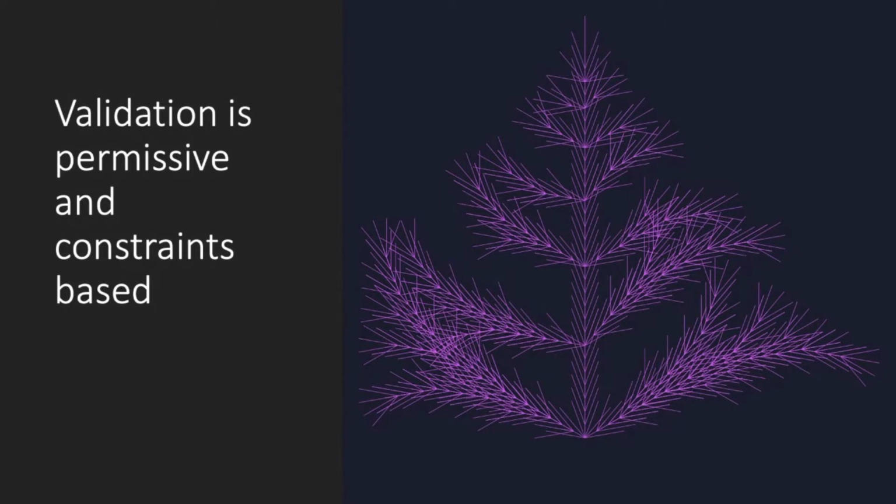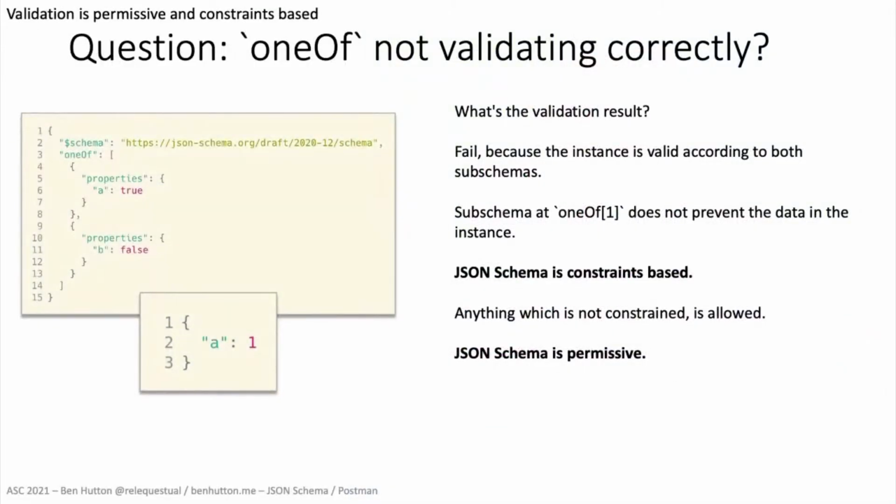Let's take a look at our first real example. oneOf not validating correctly. Let's look at this schema and instance and see if you can figure out the validation result. We may look at the schema and see if the object has the A key defined and any value is allowed. So this should pass validation, but it fails.